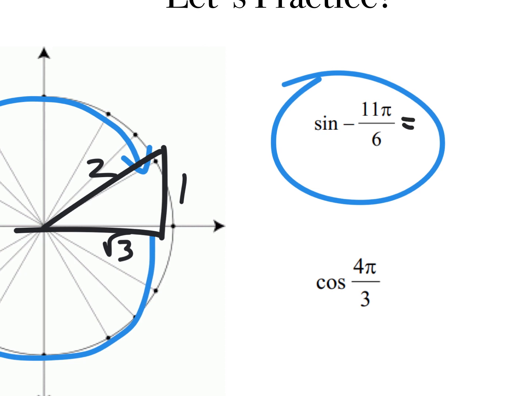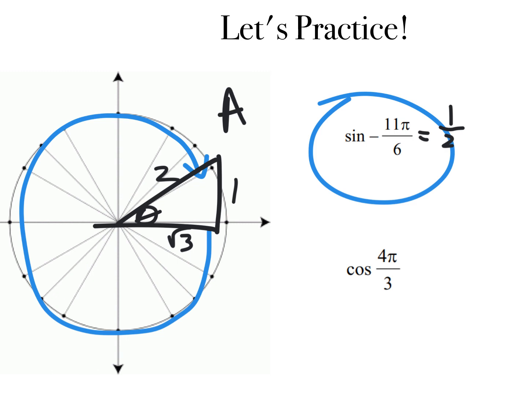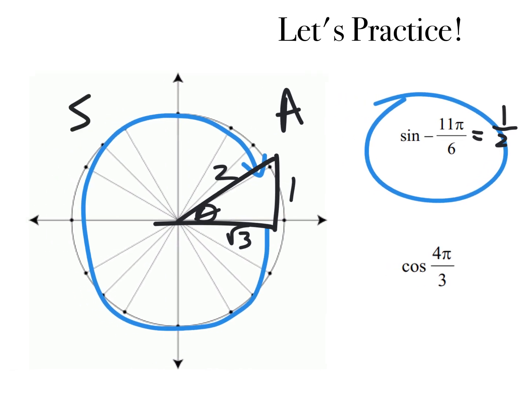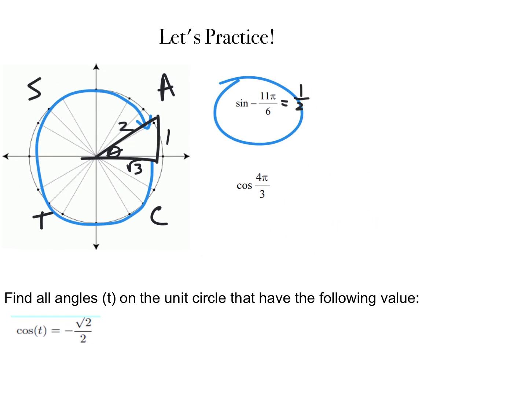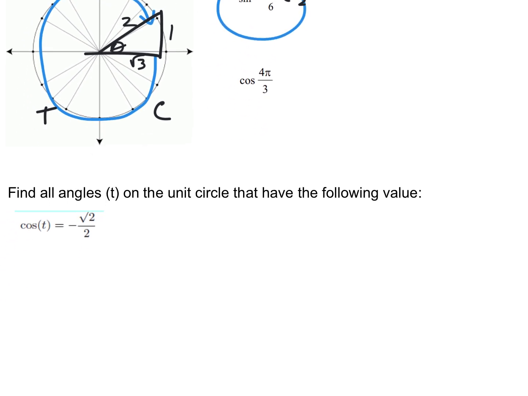Opposite over hypotenuse. From this angle's perspective, which one's the opposite? 1 over the hypotenuse? 2. 1/2. The end. Raise your hand if you had 1/2. Okay, good. And then my answer came out positive. Does that make sense? Yeah, all of them are positive here. S, T, C.